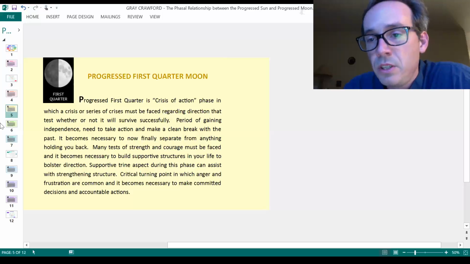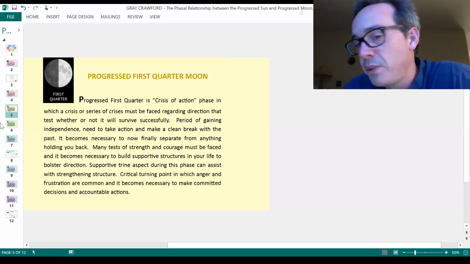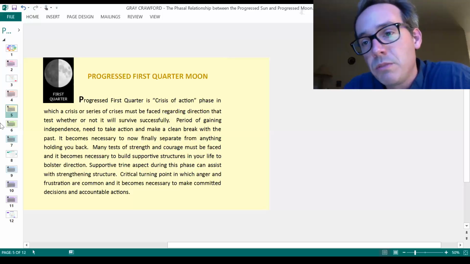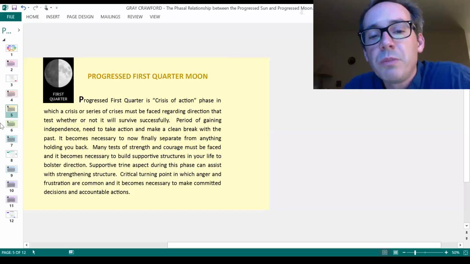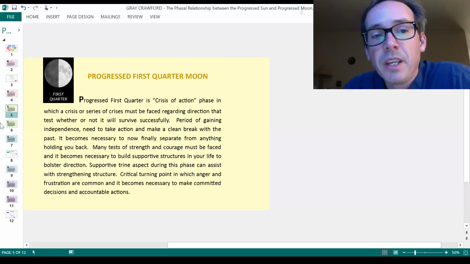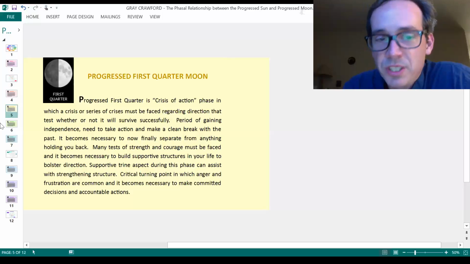During this phase, it starts off with a square, which is pretty difficult, but you then do come into the trine, which is more supportive, and generally people can find some more supports for themselves in that phase. And it's a critical turning point. Anger and frustration are often common, and you have to really be accountable. So oftentimes if you work with somebody in this phase, they might be having a really difficult time. And no matter what other transits you're seeing that they're working with, you need to recognize the fact that they're in a first quarter progressed moon phase.